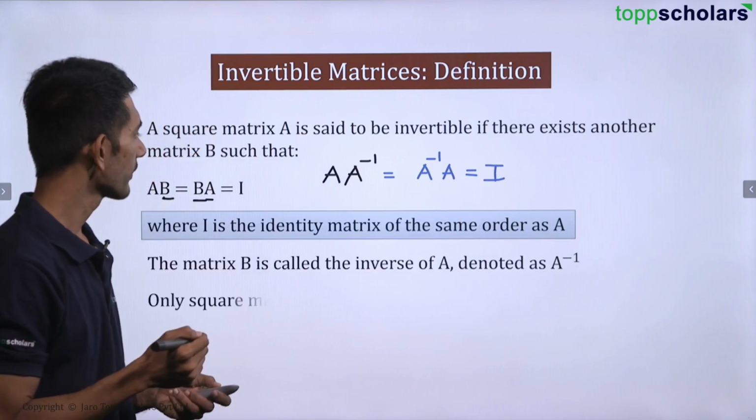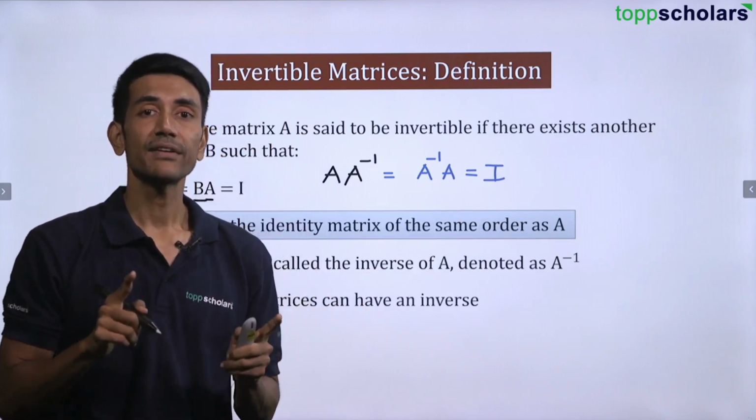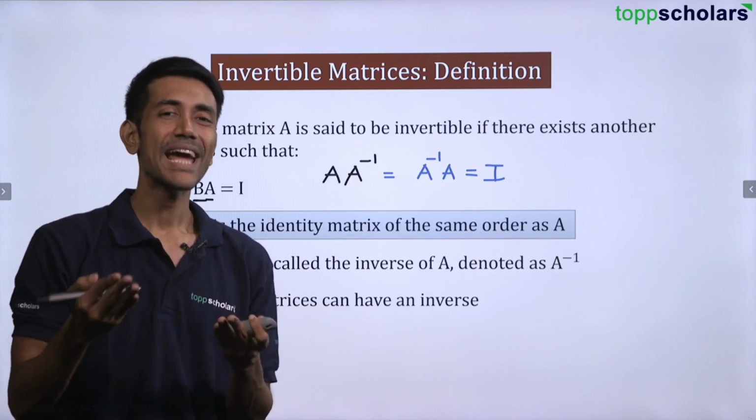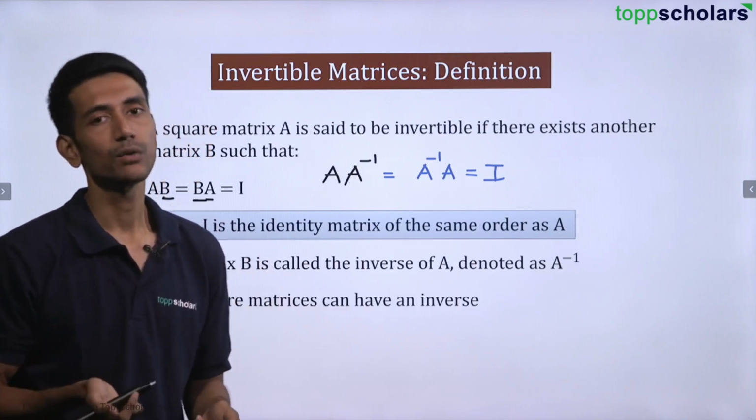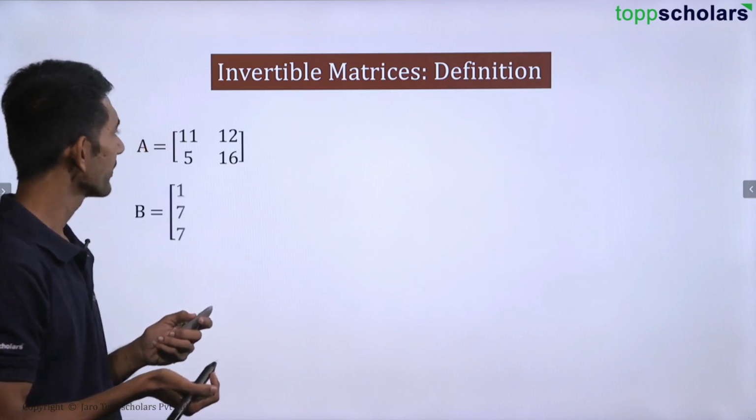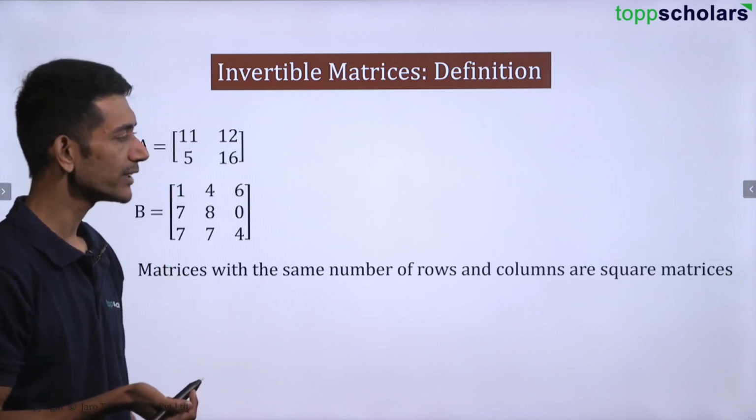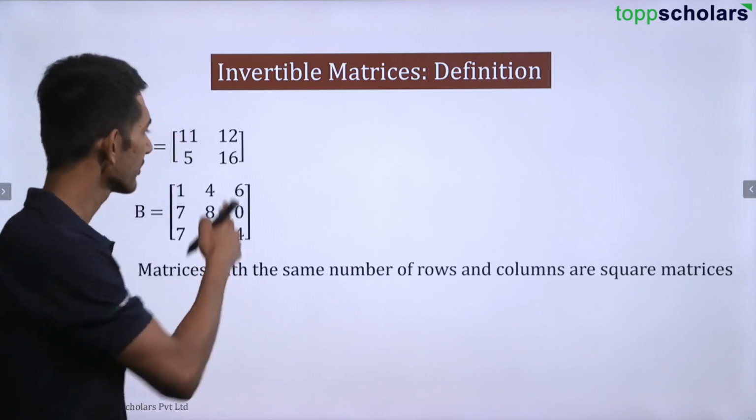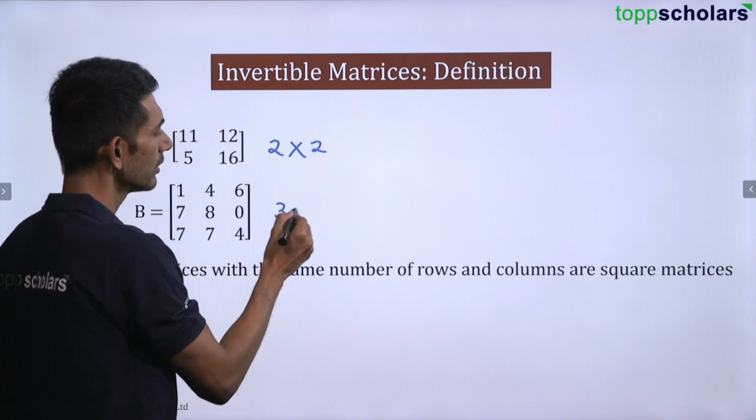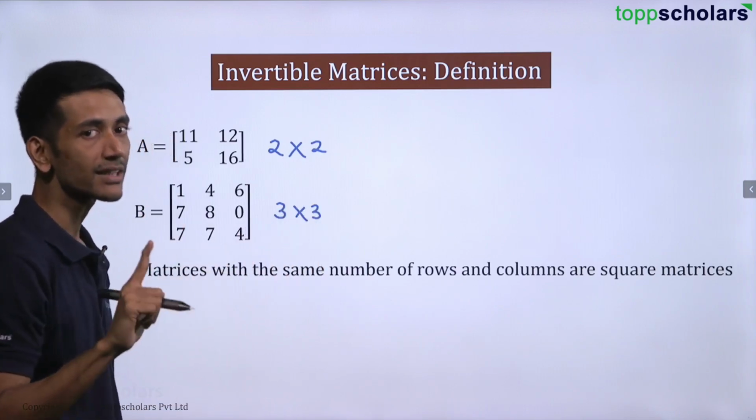Okay, let's continue. So only square matrices have inverse. So if the order of the matrix is m cross n, where m and n are not equal, you cannot find the inverse of that. So here is the matrix A and here is matrix B. Matrices with the same number of rows and columns are called square matrices. So this has order 2 cross 2, this has order 3 cross 3. So order has to be same, then only you can take the inverse, otherwise not.